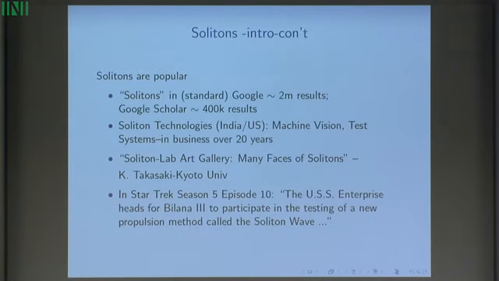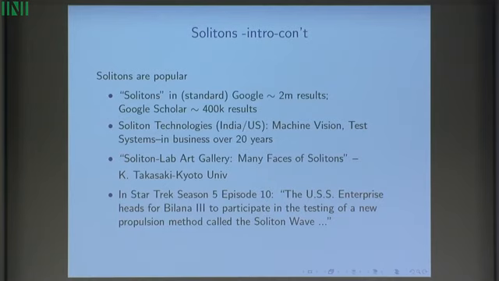Now, the concept of solitons, for some strange reason, has become very popular. If you go to Google, 2 million results. Google Scholar, 400,000 results. That's a lot of numbers. We're not talking about all 2 million results dealing with mathematics. No, that's not the case. There's a company called Soliton Technologies, a machine vision company. There's a lab art gallery.